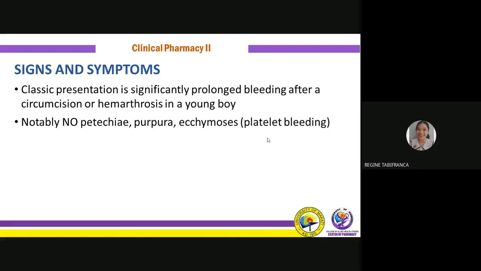Classic presentation is significantly prolonged bleeding after circumcision or hemarthrosis in a young boy, and notably no petechiae, purpura, ecchymosis, or platelet bleeding.